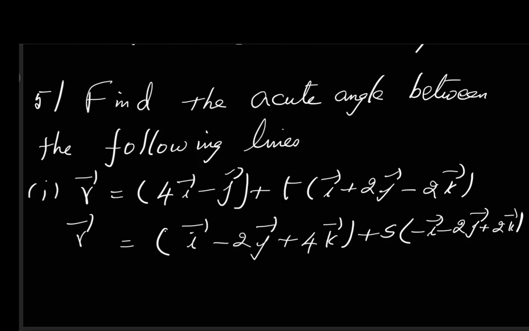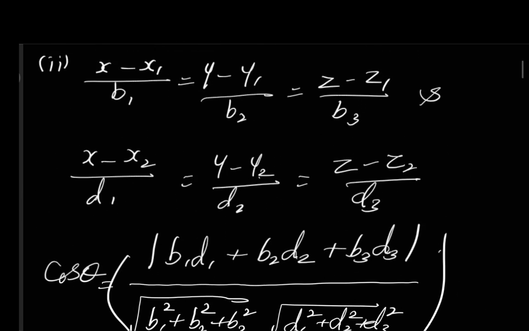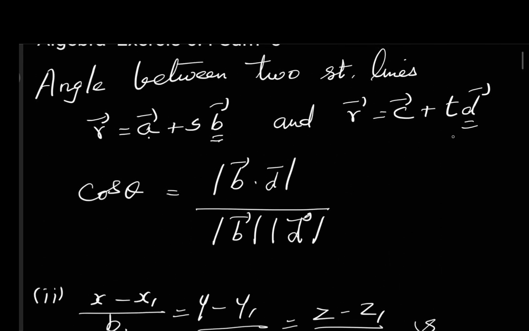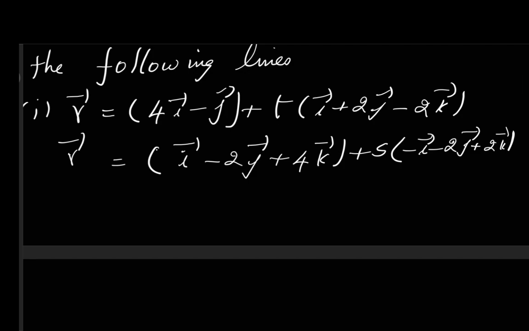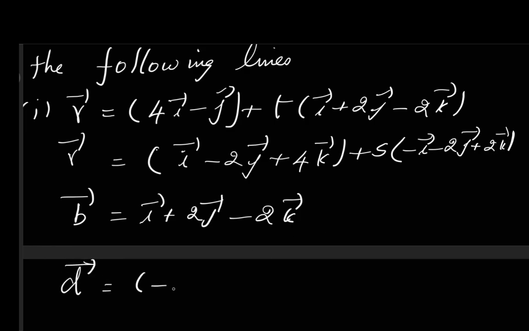Now let me do the problem. The fifth sum, first one: find the angle between the following lines. Vector r equals 4i minus j plus t times (i plus 2j minus 2k), and vector r equals i minus 2j plus 4k plus s times (minus i minus 2j plus 2k). To find the angle between the two lines, we need only the direction ratios, the parallel vectors, which are the coefficients of the scalars. The first parallel vector is b equals i plus 2j minus 2k, and the next is d equals minus i minus 2j plus 2k.